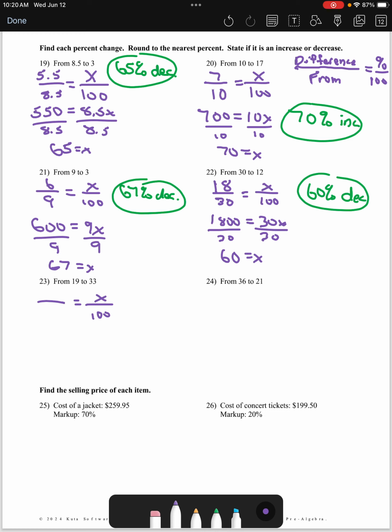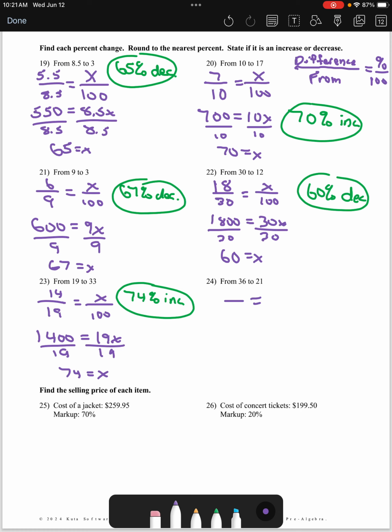From 19 to 33, so what's the difference in these two numbers? Well, 33 minus 19 is 14. Our denominator is the from, so 19 there. Cross multiply, we get 1400 equals 19x. Oh, I'm betting these don't divide nicely. And they don't. The directions say round to the nearest percent, which is whole number. So that's going to be 74 equals x. Now this time we went up. We started at 19 and went up to 33. So this is a 74% increase.